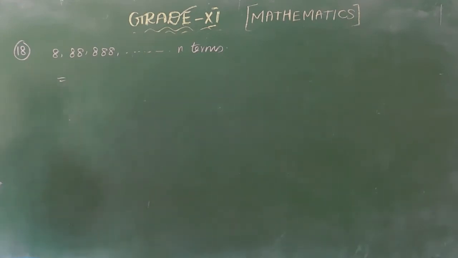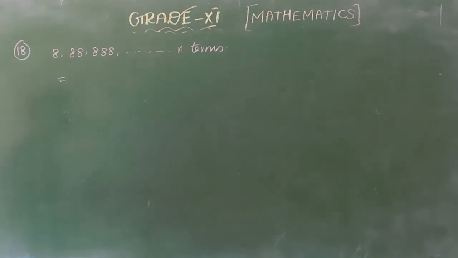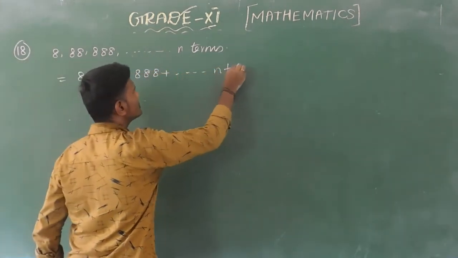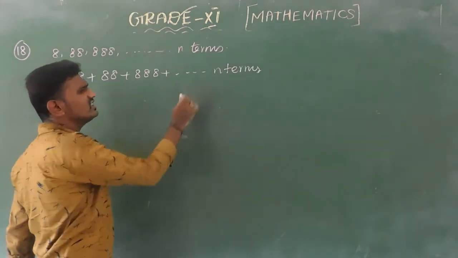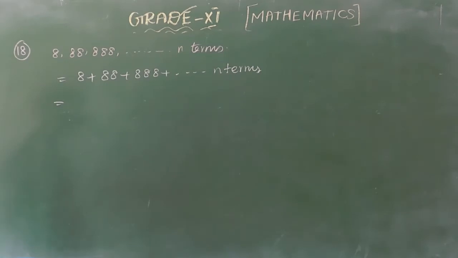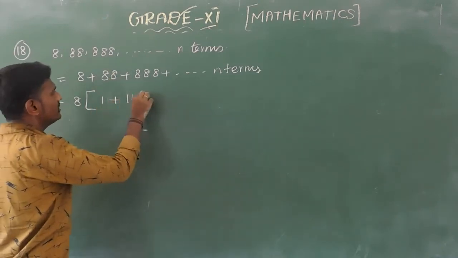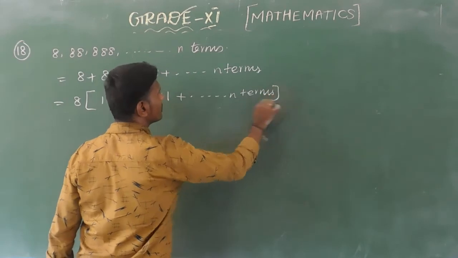Okay. So for that, see, I have a few steps. So first, I take 8 common, then the sequence becomes 1, 11, 111 up to n terms.